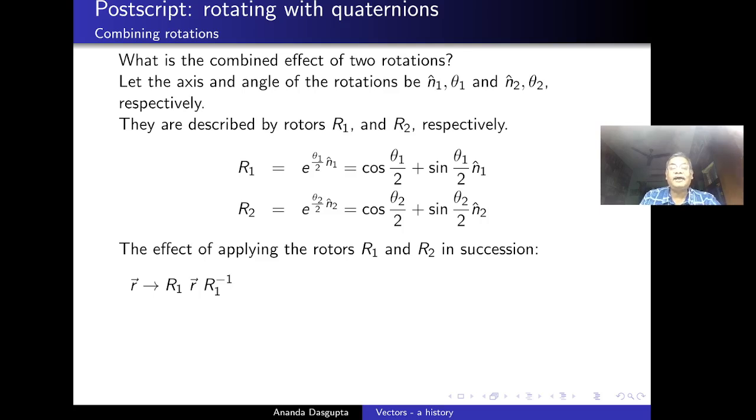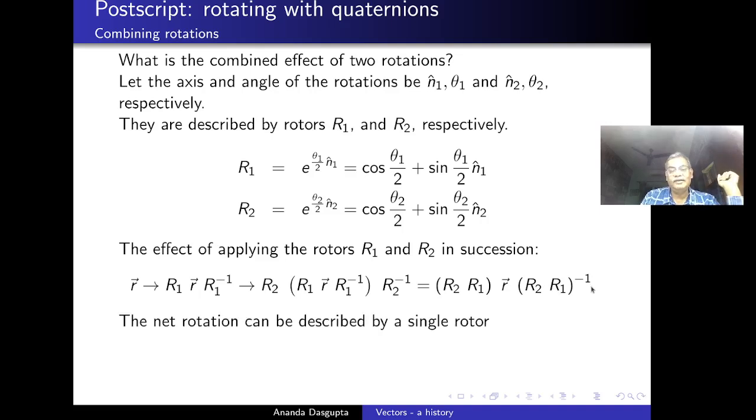Now, when you apply the second rotation on this, it's going to be R2 on the left, R2 inverse on the right. But it will act, of course, on this rotated vector. And now it's easy to see that this whole thing is R2, R1 times R vector times R1 inverse, R2 inverse, but that's the same thing as R2, R1 inverted. The net rotation can be described by a single rotor.